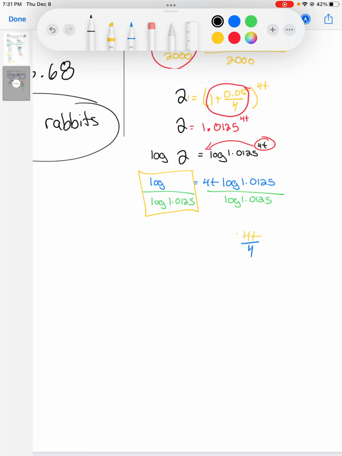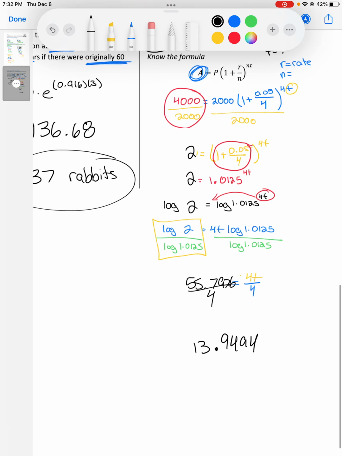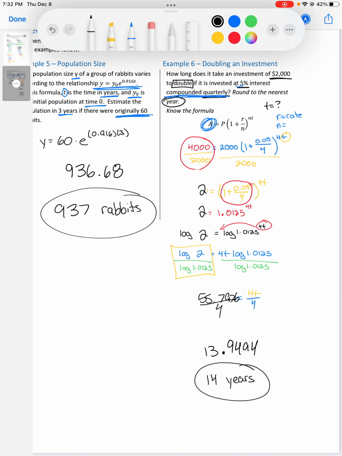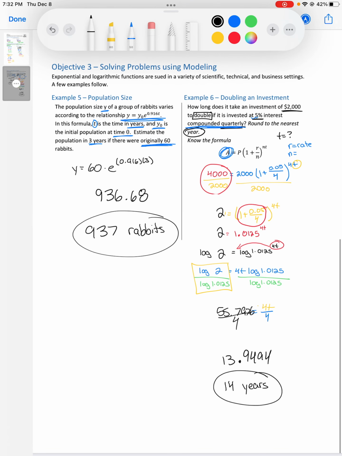Sometimes I just go on autopilot, and there we go. Now, if I put that in the calculator right, where it's 2 instead of 2,000, we get 55.7976 divided by 4, and that gets us 13.9494. So if we're rounding to the nearest year, it's going to be 14 years. Sorry about that. I did some simple math wrong, but it's always good to check whether our answers make sense and see what we did wrong. So that's how we do that.